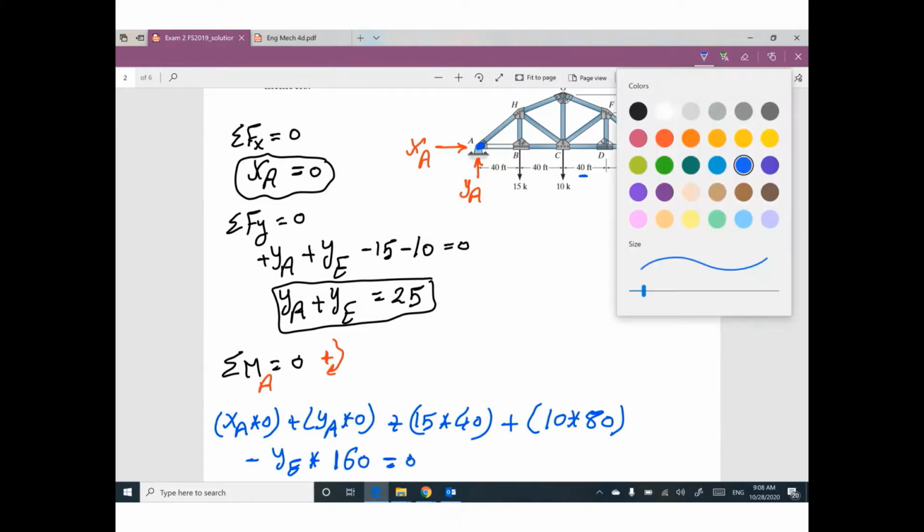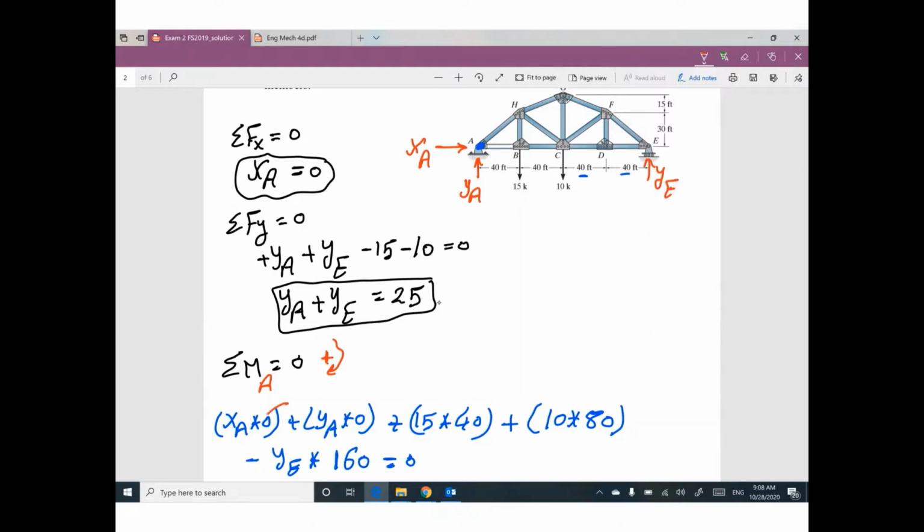This term will be cancelled. This one will be cancelled. The only unknown in this equilibrium equation is YE. So 15 times 40 plus 800 divide 160. This number will be 8.75 kip.